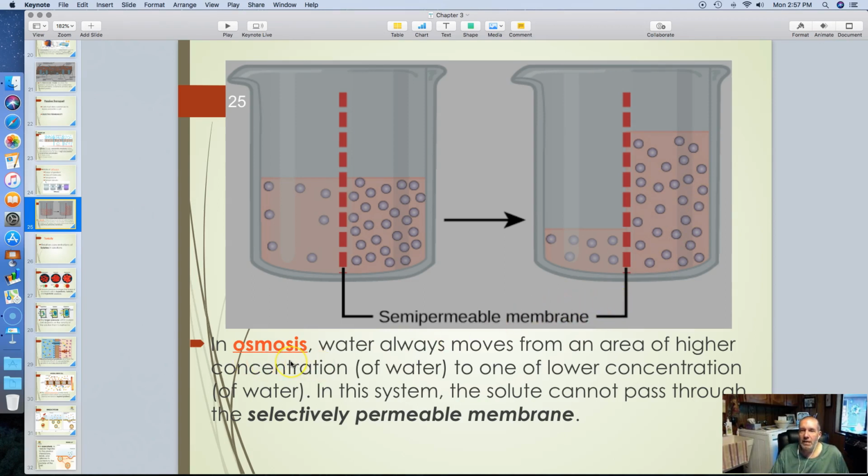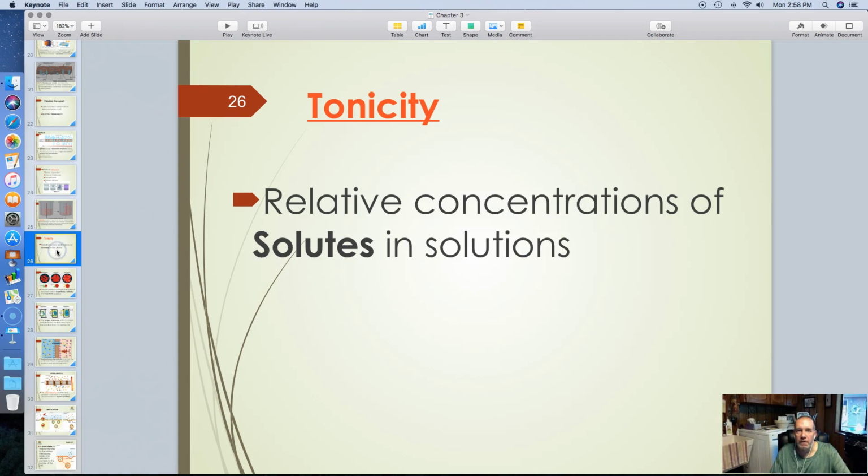So again, this process is called osmosis, when the water moves through the membrane to balance out the density, as opposed to when the molecule is able to move through the membrane to balance out the density. So diffusion and osmosis, make sure you understand the difference between those terms.